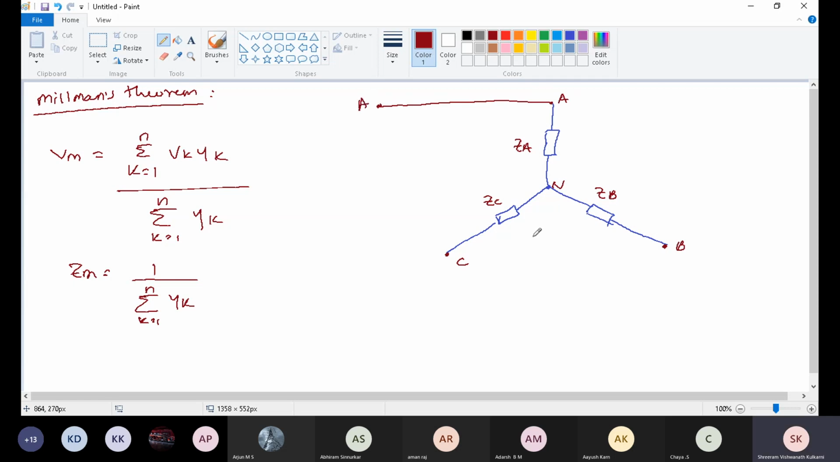Supply A, supply B, C, A, B, C. What type of load is this? This is a 3-wire star connected load. Here the neutral wire is not there. Now I'm going to apply Millman's theorem for this.